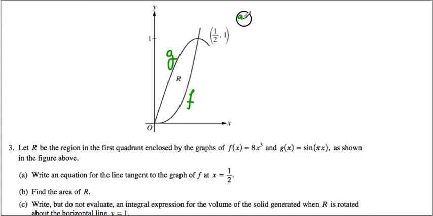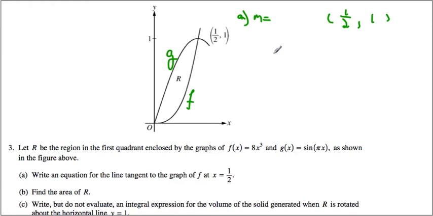Now let's look at part A. Write an equation of a line tangent to this curve. In order for us to find a line tangent to a curve, we'll need a slope and an x, y point. When x equals 1/2, we can see that the y value will be equal to 1. Then we just need to find the slope.